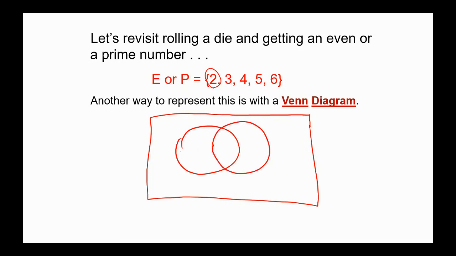What should go in both circles, like on the intersection here? A 2. If I let this left one be E, what other 2 numbers should go in here for E? 4 and 6. The right circle is P. What other 2 numbers should go in here? 3 and 5. Now I'm rolling a die. So what number needs to go outside the union? 1.